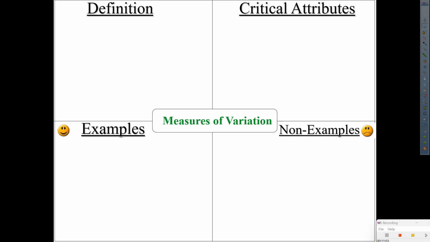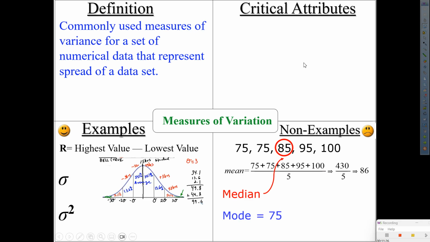All right, here's one from one of your colleagues. They wrote, commonly measures of variance to describe the spread of data, or how the data spread. I'll take that. All right, thank you.